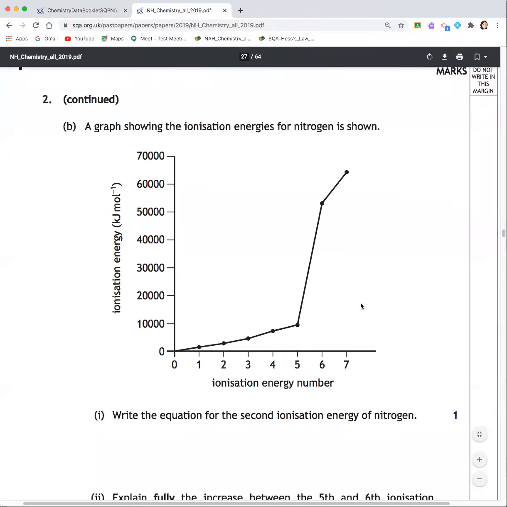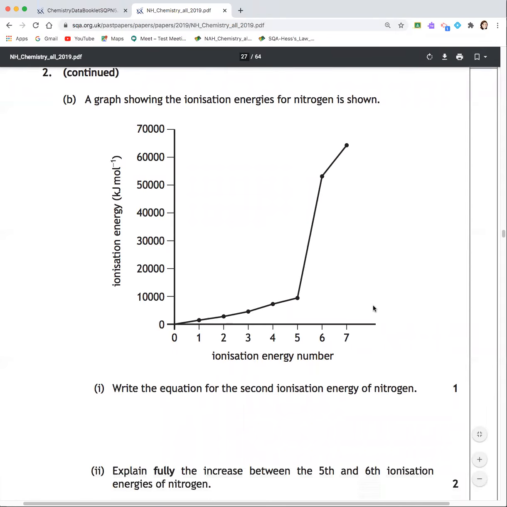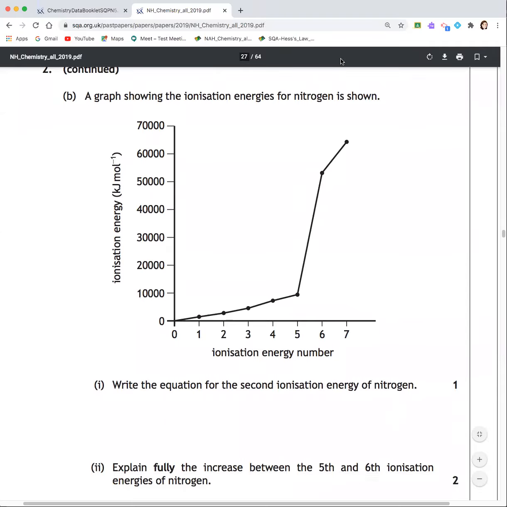So then 2B part 1, write the equation for the second ionization energy of nitrogen. So remember, there's the generic ionization energy equations on page 11 of the data booklet, where you're given the E+(g) going to E2+(g) + e-. So this would be the generic second ionization energy equation, which is what we're looking for.